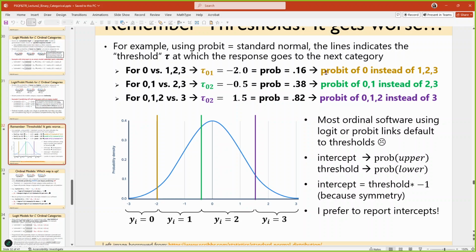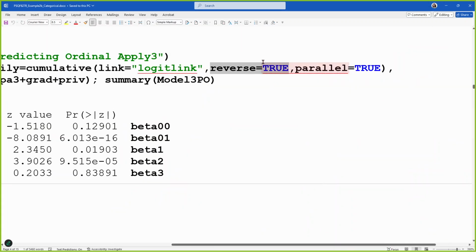So yes, thresholds give us the probability of the lower category instead of the upper category. And if I want to switch it, like if I want to turn this into an intercept, what do I do to it? Change sign. Flip the sign. Yep, because logits are symmetric. So if I know the logit of the lower category is -2, that means the logit of the upper category has to be +2. So you only need to know one or the other. So reverse equals true means give me intercepts.